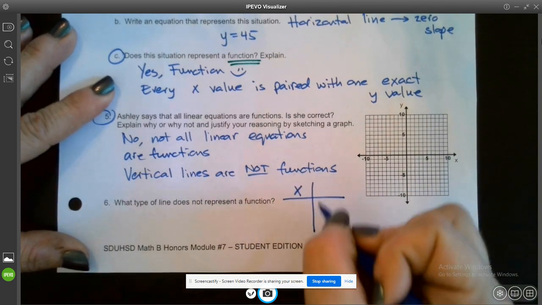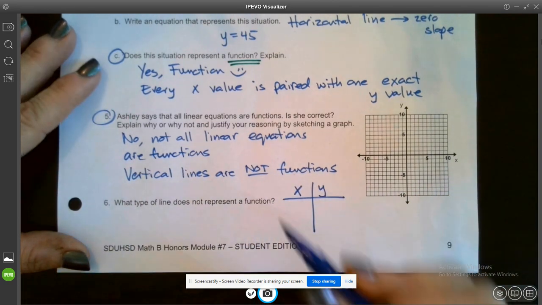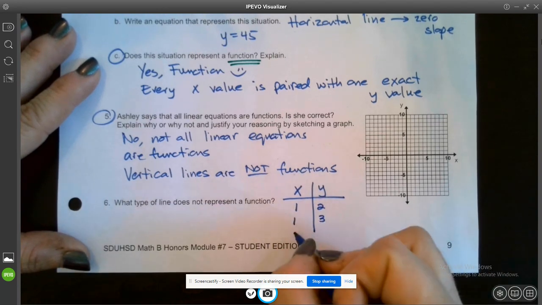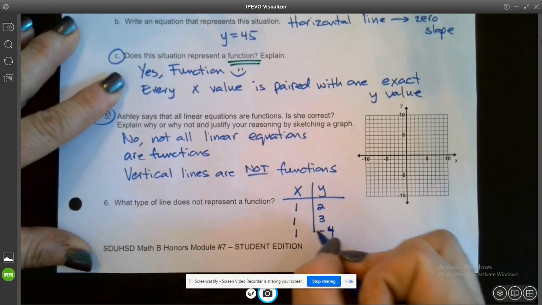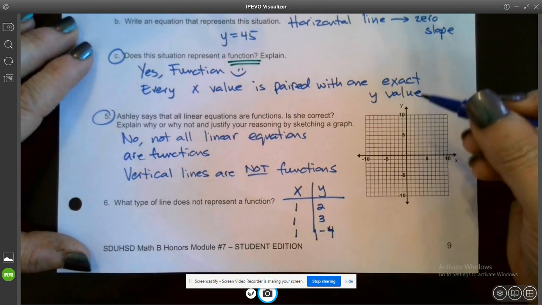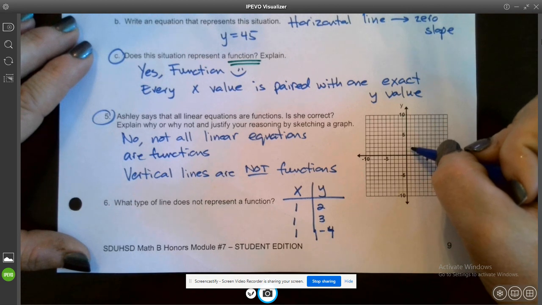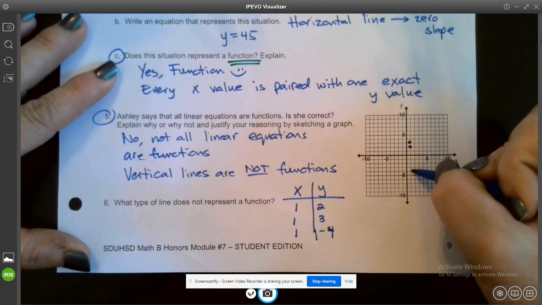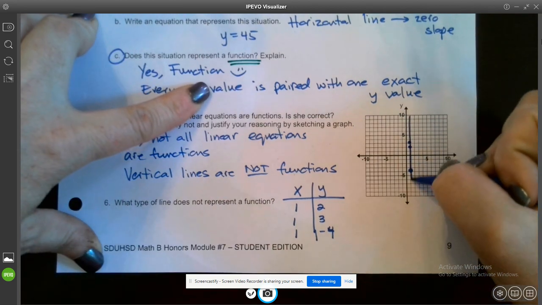Let me give you this example in a table of values. What if x was 1 and y is 2, x is 1 and y is 3, and x is 1 and y is negative 4? Let's plot these points. I've got 1 up 2, 1 up 3, and 1 down negative 4. When I connect them, I have a vertical line.